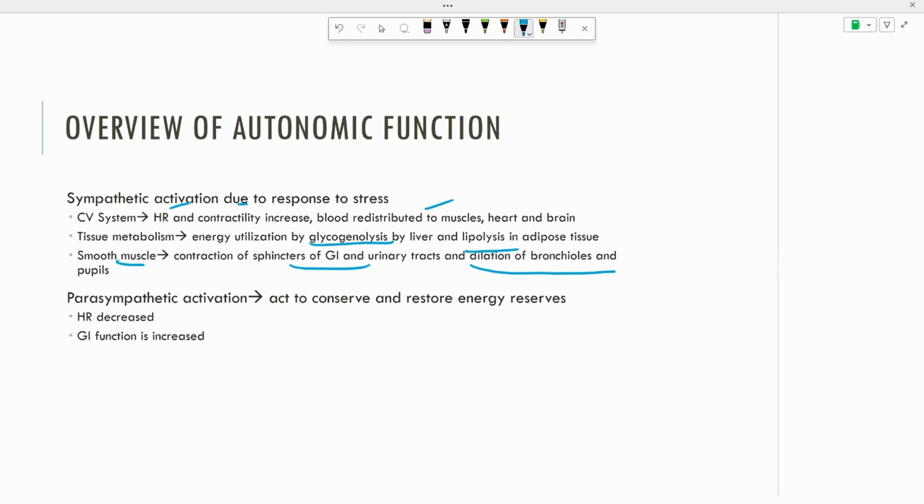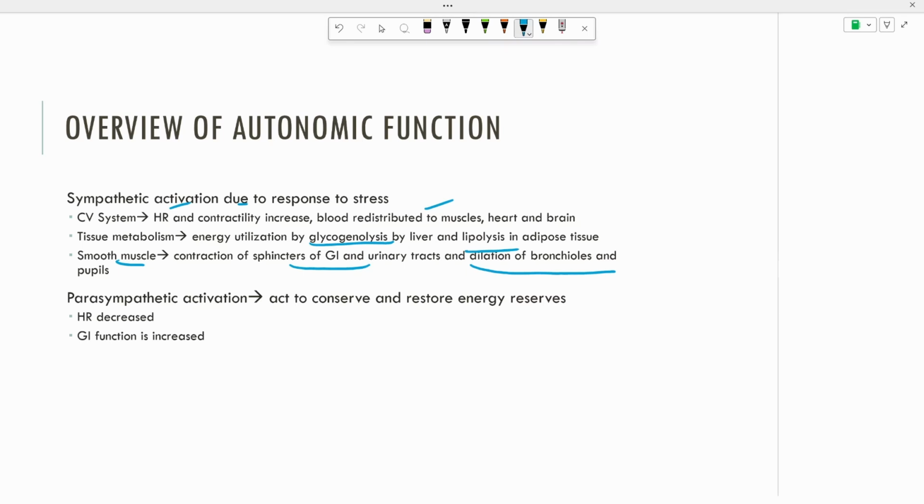Pupils. We talked about yesterday. We need more light to come in so you can see everything. What muscle is under sympathetic control to control your pupillary response? Radial muscle. That's under sympathetic response. What is under parasympathetic response? Circular. And what does that do? Constriction. Okay, very good.